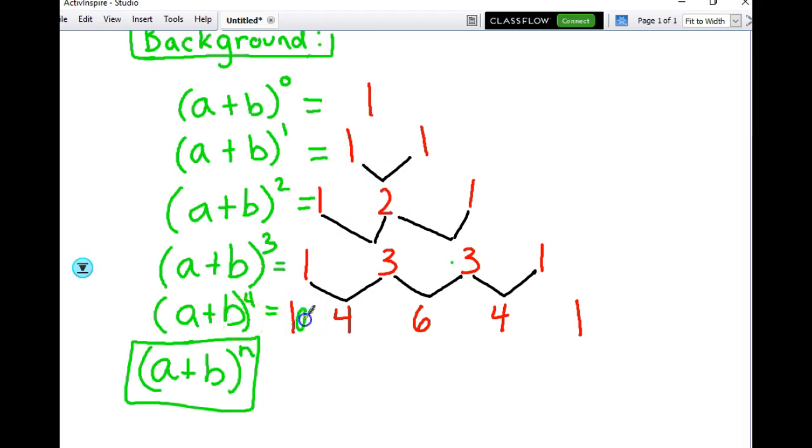So we know that this one's going to be a to the what? Fourth power. And then it's going to be a to the third, a squared, a to the first, and then no a at all. B does the same thing, but starting on this end, it's going to be b to the fourth, b to the third, b squared, b, and no b at all. And that's what you would get if you expanded this.